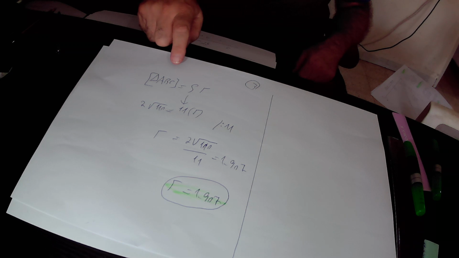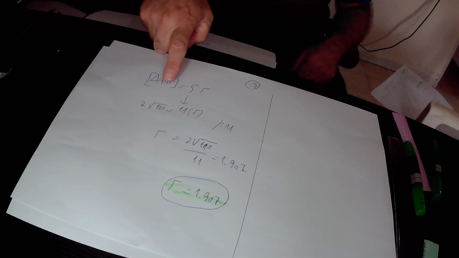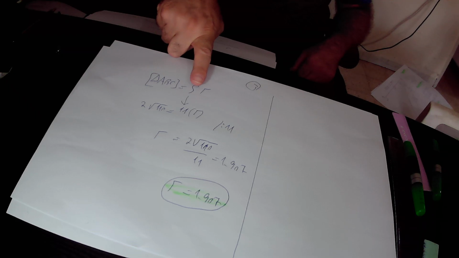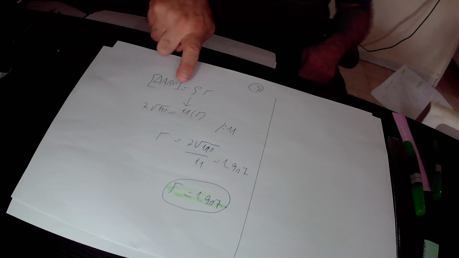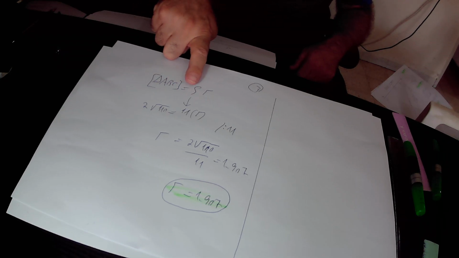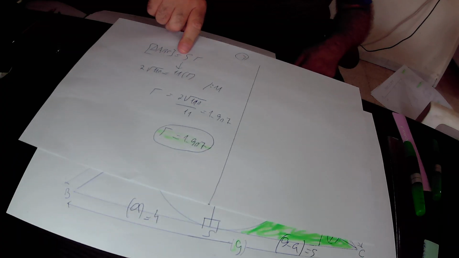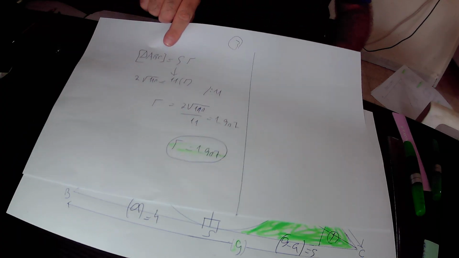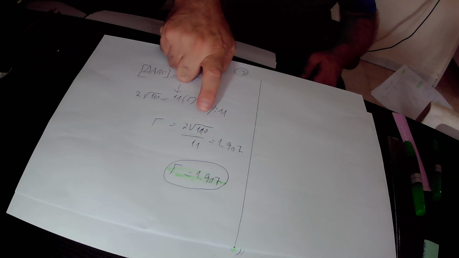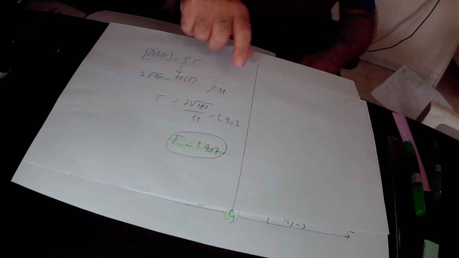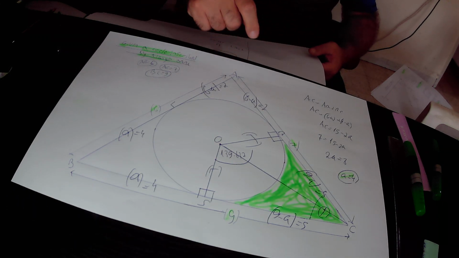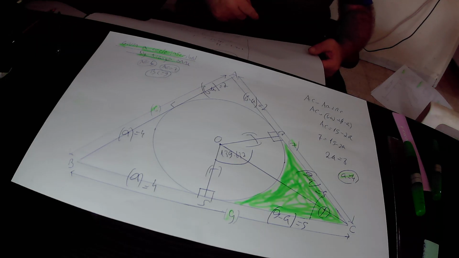The area of the triangle is 2 times root of 10, according to what we already found out. S is 11, R is the missing variable. So 2 times root of 10 equals 11 times R. Dividing the equation by 11, I found that the radius R of this circle is equal to 2 times root of 10 over 11, which is 9.07 units. So the radius R of this circle is 9.07 units in length.